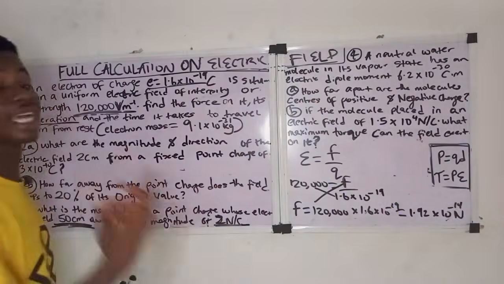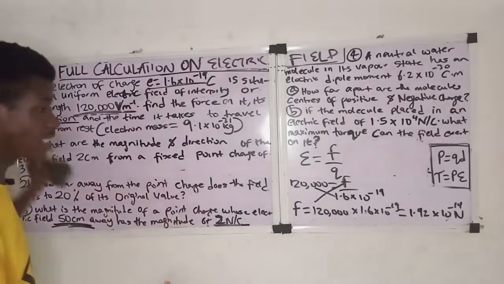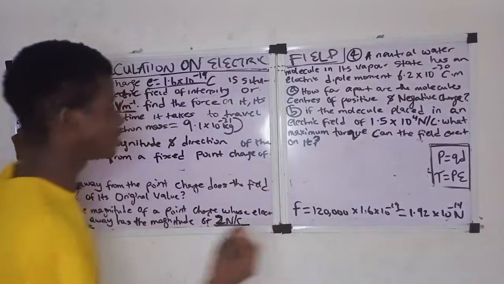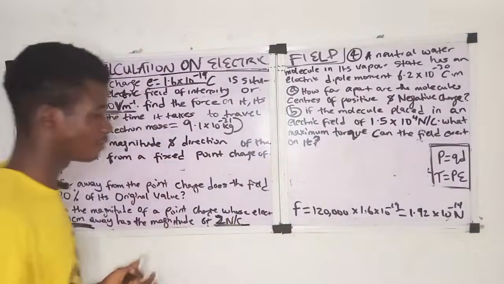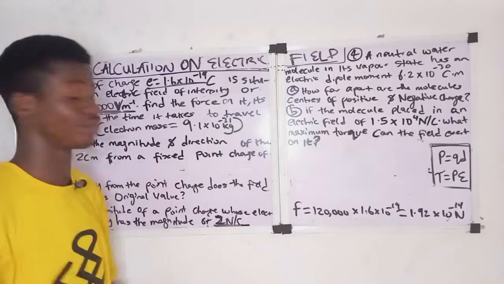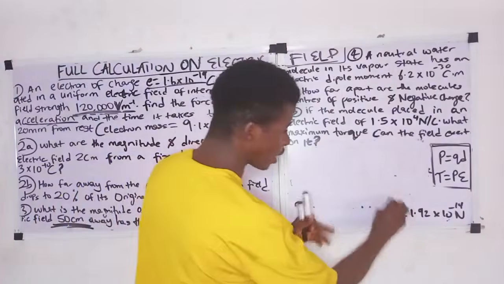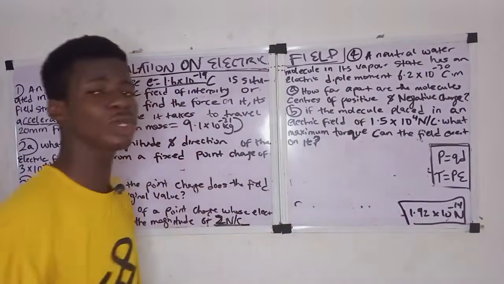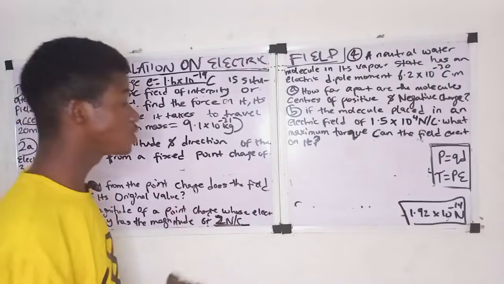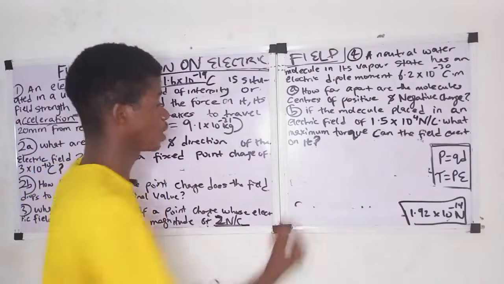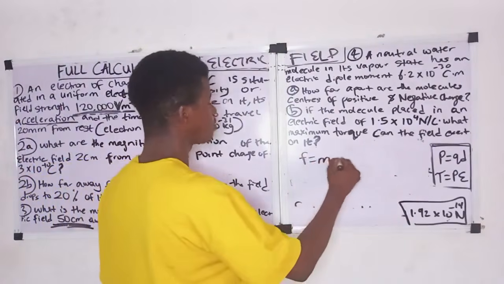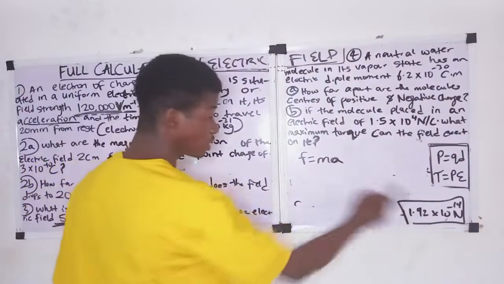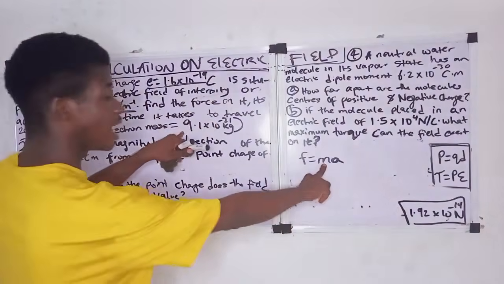Now, what is the next thing we're supposed to look for? We have gotten our force. Now we need to look for the acceleration with which the electron moves, which is very easy. This is the force we have gotten. So how are we going to get the acceleration? We all know the formula for force: force is equal to ma. Now you may ask, why am I using this formula? This is because we have gotten the force already, and we know the mass of the electron, right?